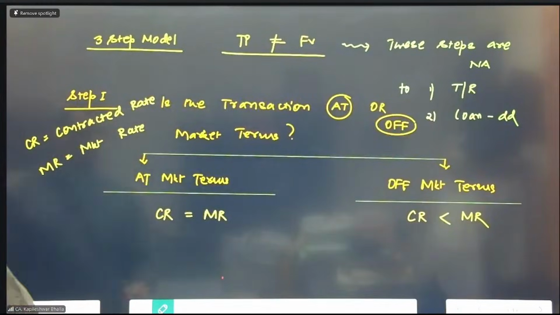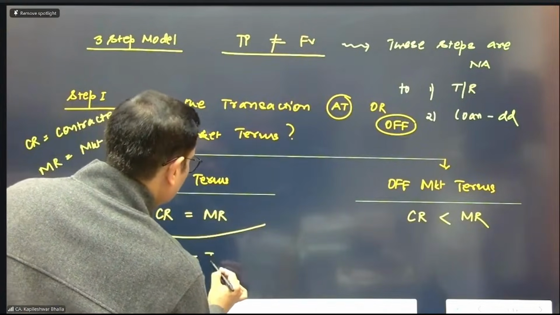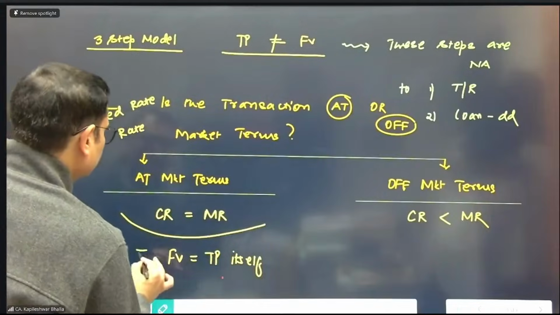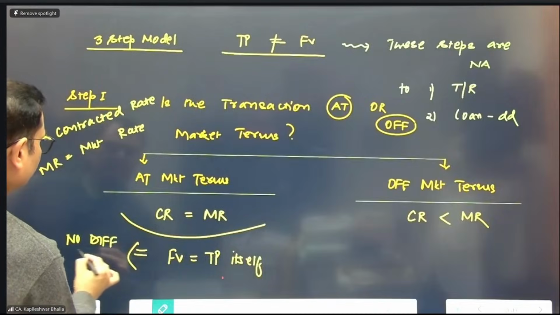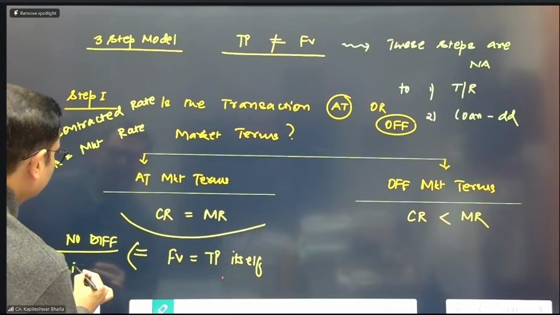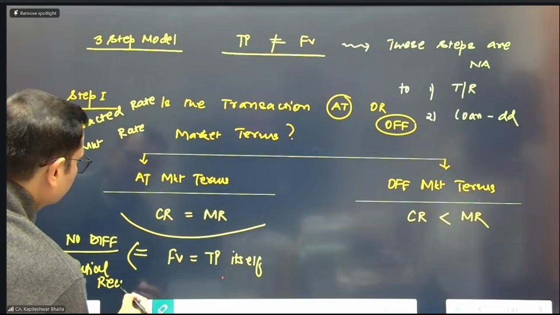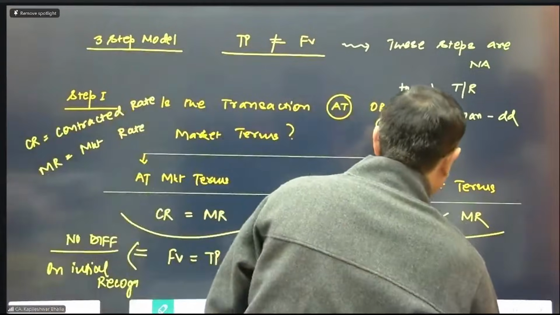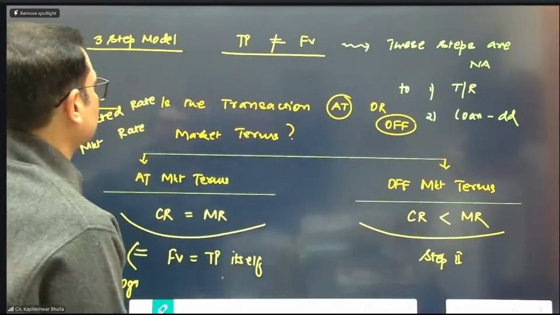So in the first case, when it is equal, you can say fair value is equal to the transaction price itself. So there will be no difference on initial recognition. Debits and credits will match. But in this particular case, we'll go to step number 2.